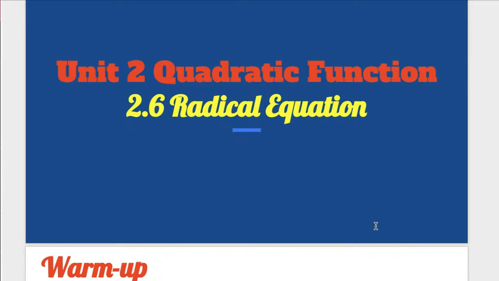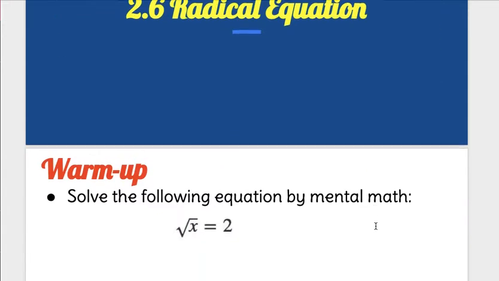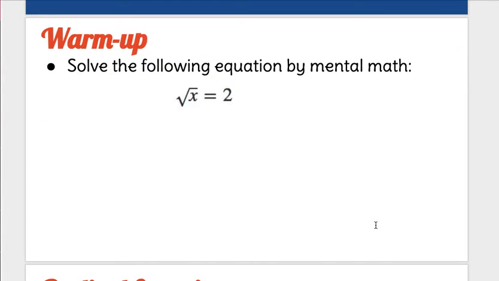Hello everyone, today we are going to introduce the last topic of this unit, which is called radical equation. Before we start, let's quickly check a warm-up question. This question says square root of x equals 2. Try to solve it in mental math. You can definitely pause the video and think about what possible value of x can make the equation equal 2.